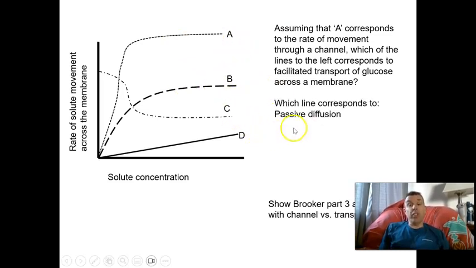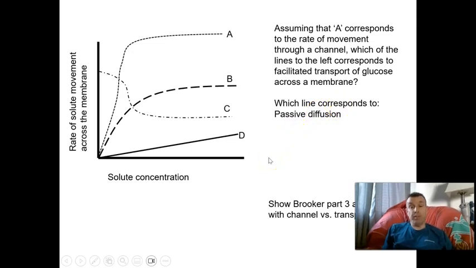Which line, A, B, C, or D, would correspond to passive diffusion? Well, remember, passive means it doesn't need help. So these would be things like the nonpolar molecules that can get across the membrane on their own. Diffusion, still from high to low. The key to know passive diffusion is that it never has a plateau. It never saturates because you don't need help, and therefore you don't run out of helpers. It also tends to be slower than things that get help either through a channel or a transporter.